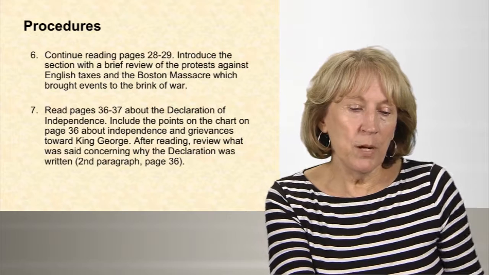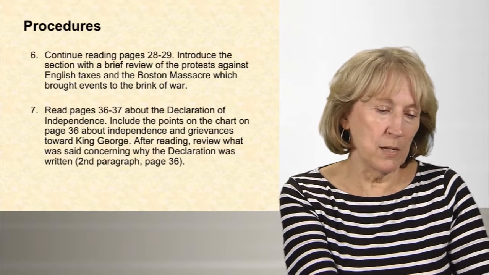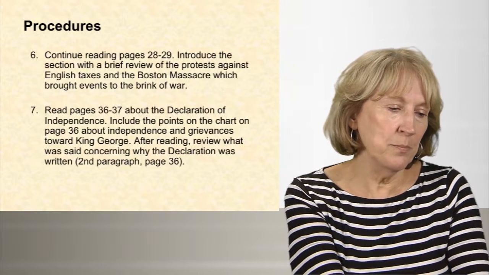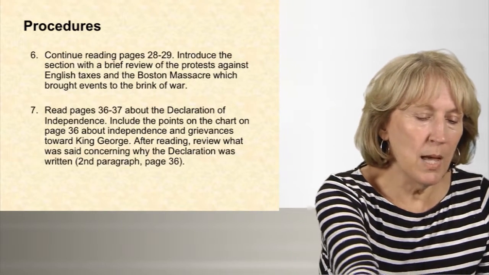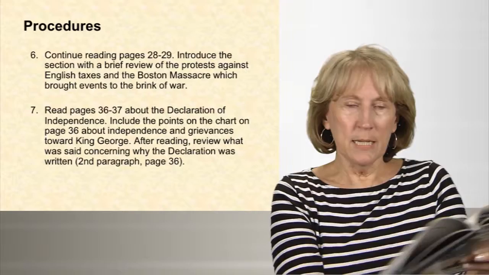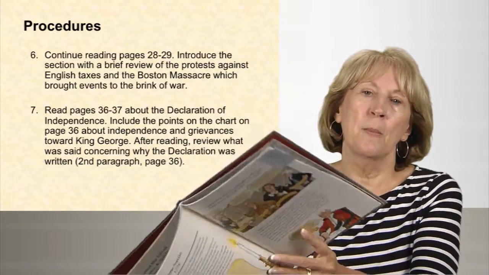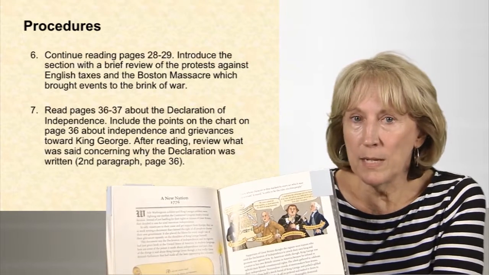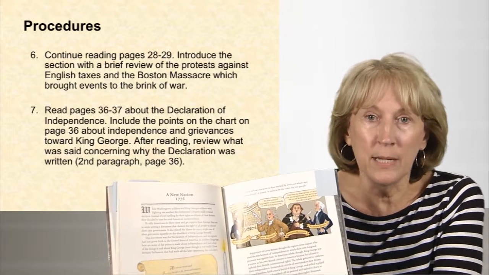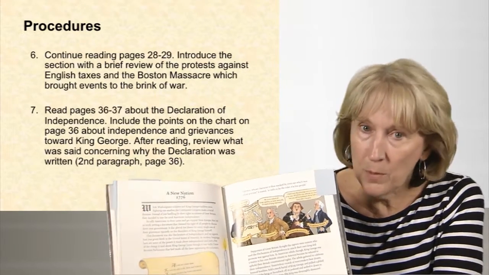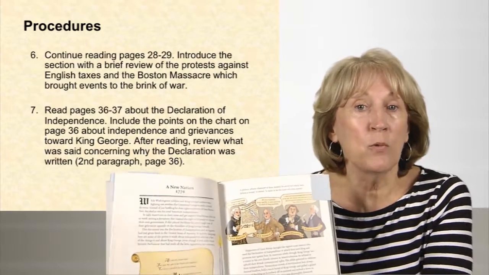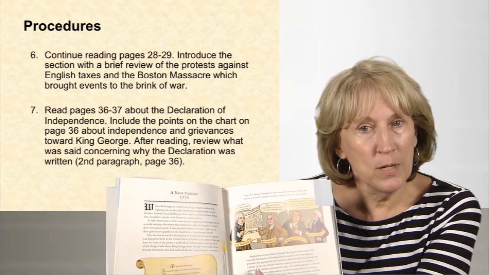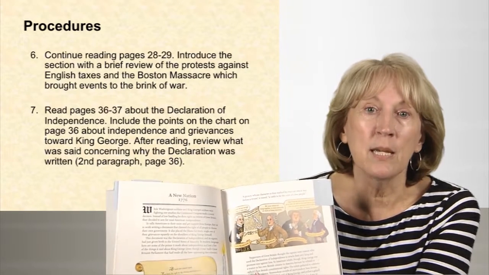The next important part to look at then is the Declaration of Independence, and that appears on pages 36 to 37. Now, this gives information about why the Declaration was written, how it was written, and what it did, and what its effects were. Of importance on these pages that we'll actually be using later is this chart at the bottom, which shows some of the grievances the colonists had against King George.